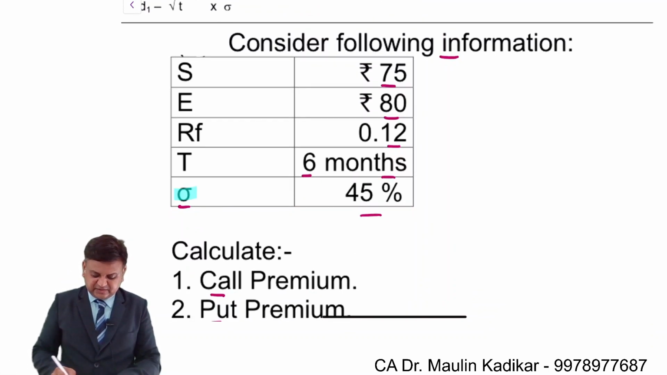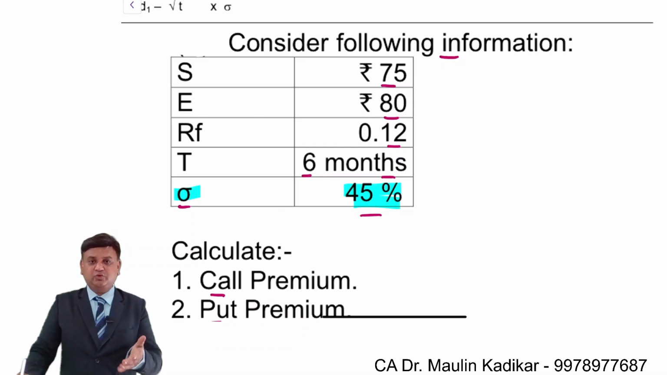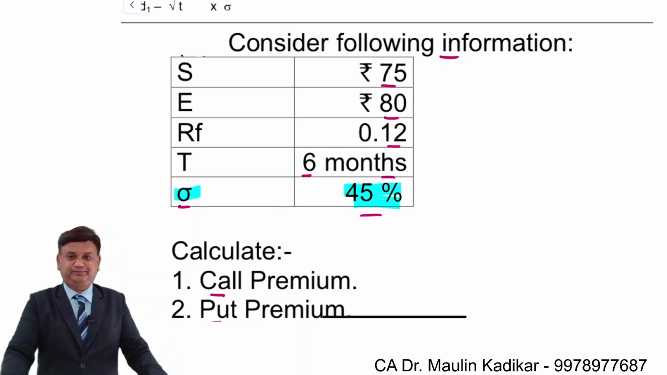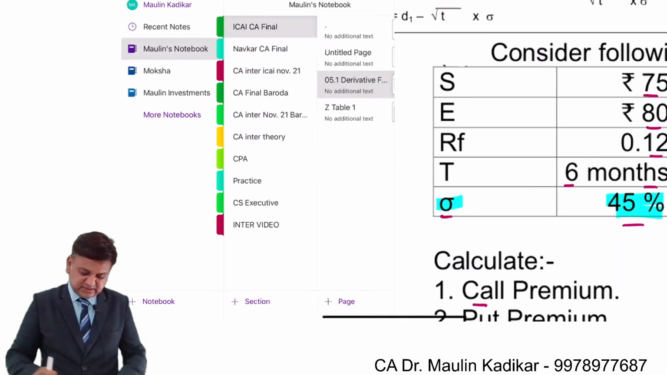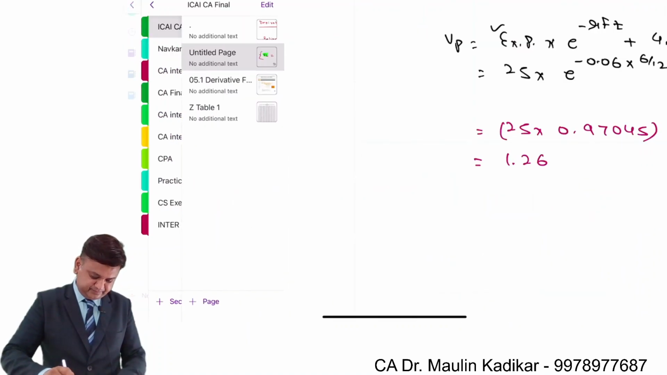Dear students, as the information is provided for the standard deviation, we have to apply the Black and Scholes model for the purpose of premium calculation. I want you to do the first 5 steps on your own, then I will do the answer. Chalo, read the answer along with me, friends.